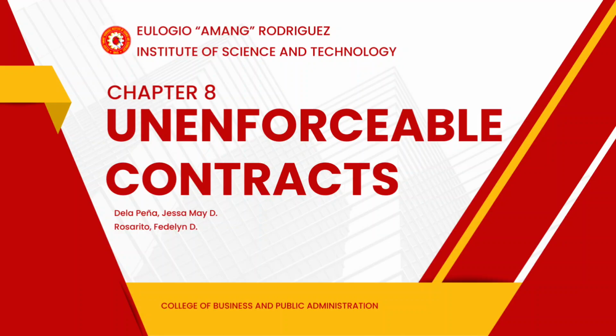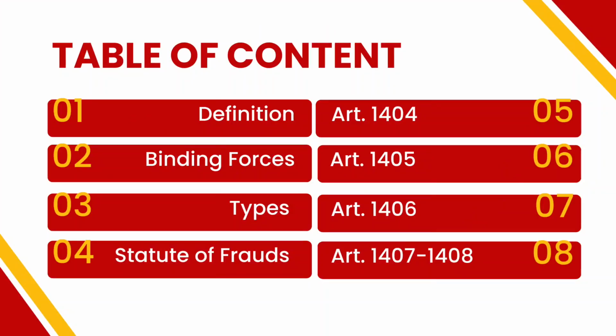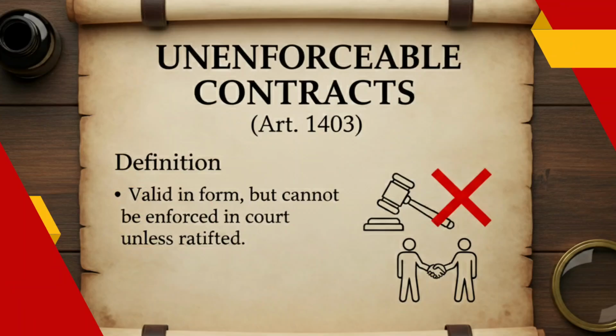Unenforceable contracts under Article 1403 of the Civil Code. By the end of this short session, you'll know what makes a contract unenforceable, the 3 types covered by the article, how the statute of frauds works, and the ways unenforceable contracts can become enforceable. First, definition. An unenforceable contract is one that is valid in form but cannot be enforced in court unless it is ratified. In short, the contract exists, but the courts will not enforce it yet because of a legal defect, until the defect is cured.